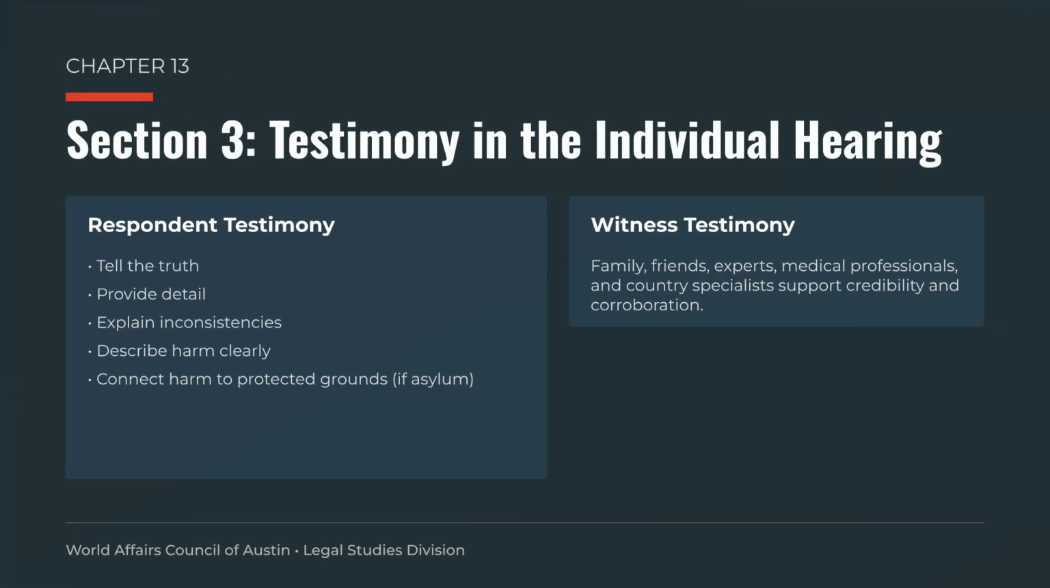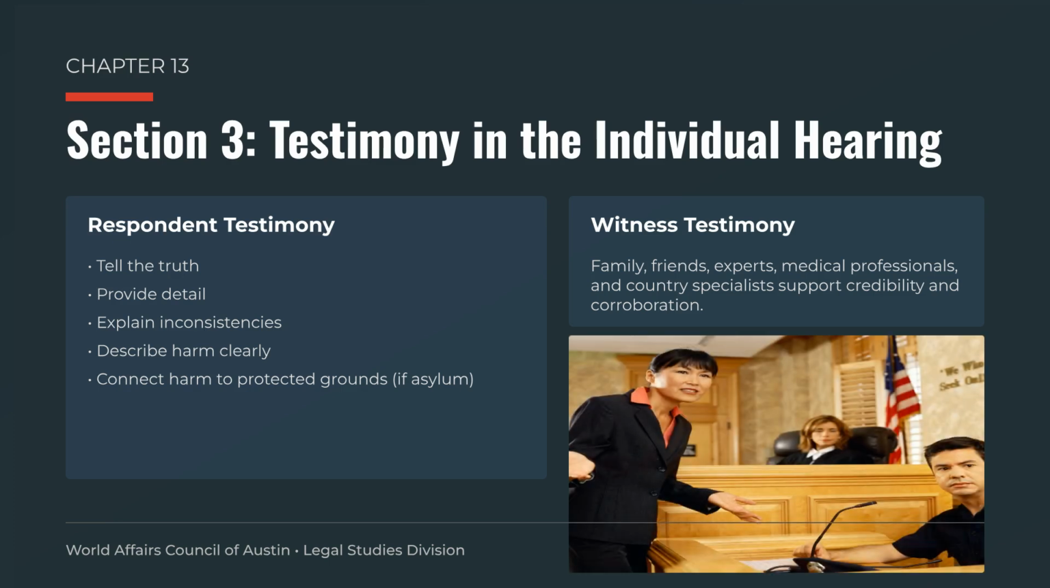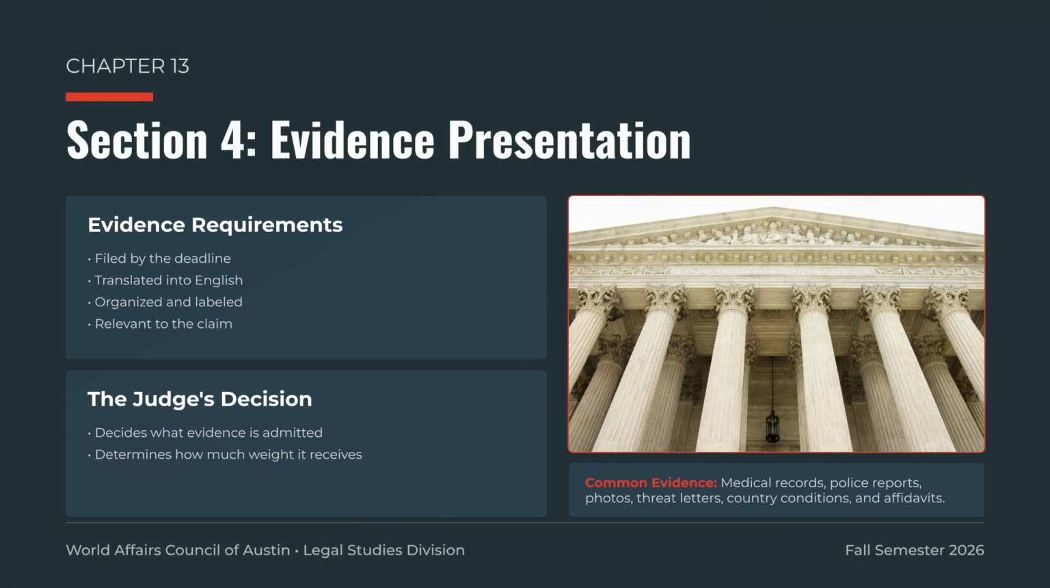Respondent testimony should be truthful, detailed, and explain any inconsistencies. It must clearly describe harm and, if seeking asylum, connect that harm to protected grounds. Witness testimony supports credibility and corroborates the claim. Evidence must meet specific requirements: filed by the deadline, translated into English, organized, labeled, and relevant to the claim. The judge decides what evidence is admitted and how much weight it receives.